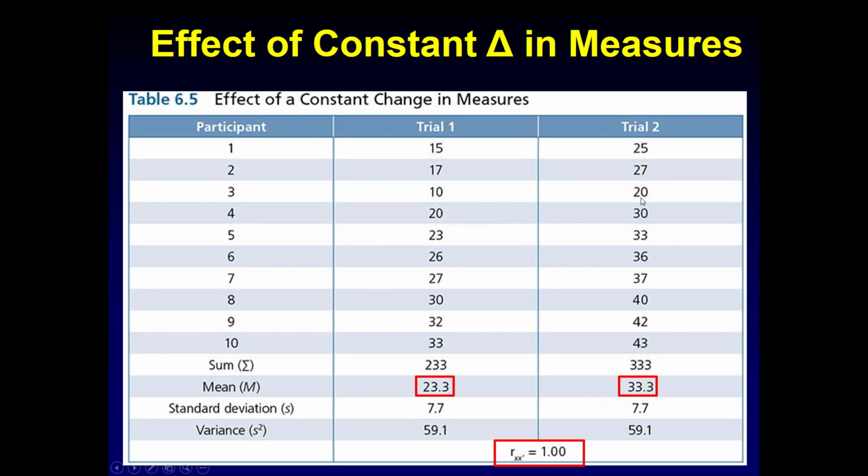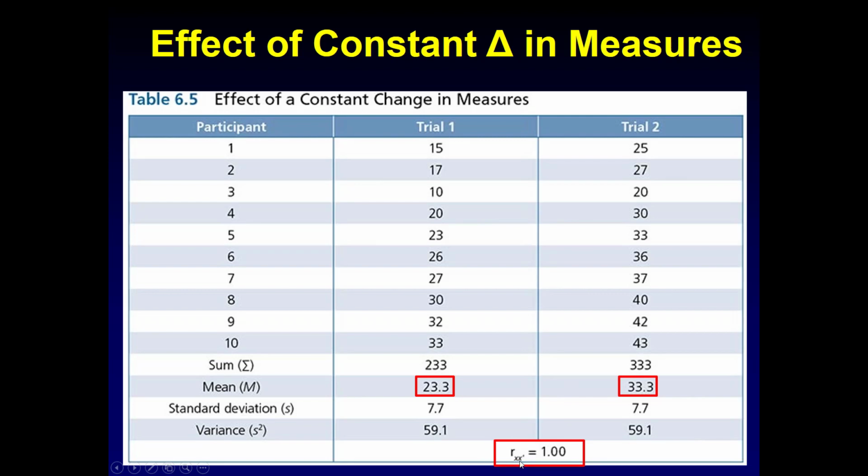Trial 1 to trial 2. The problem is, and you can try this on your own, I encourage you to do it on your calculator or with Excel. If you were to calculate the reliability coefficient, simply the Pearson R, relating these scores to these scores, when there's a constant change in measures like this, all the points are on a line. So you end up with what appears to be perfect reliability.